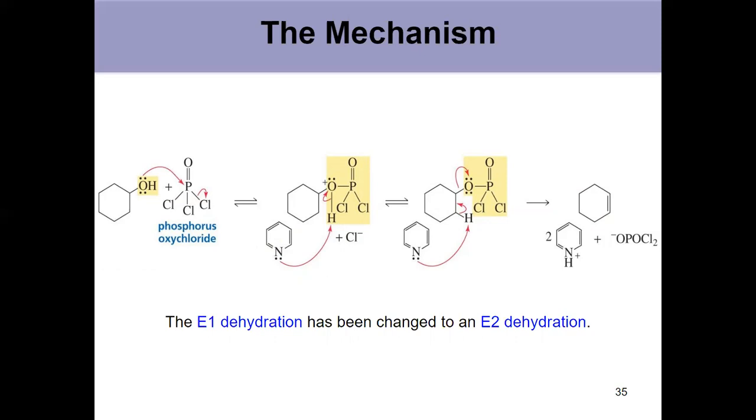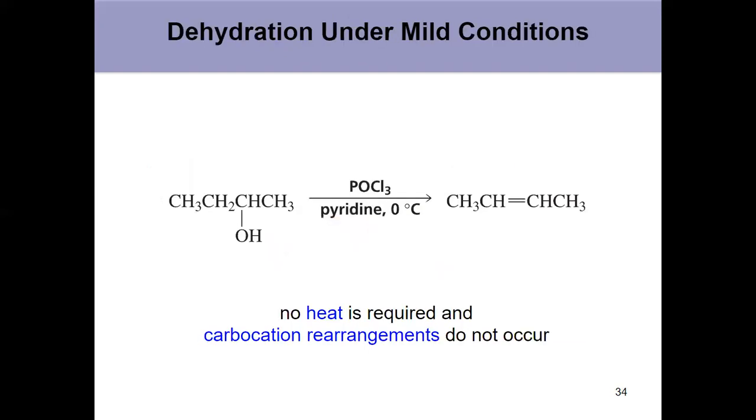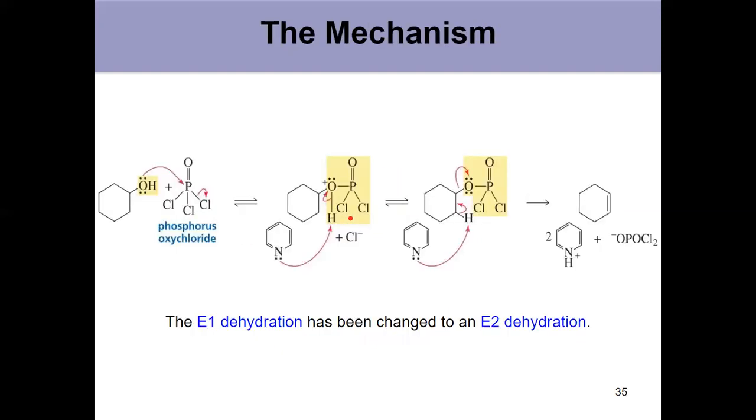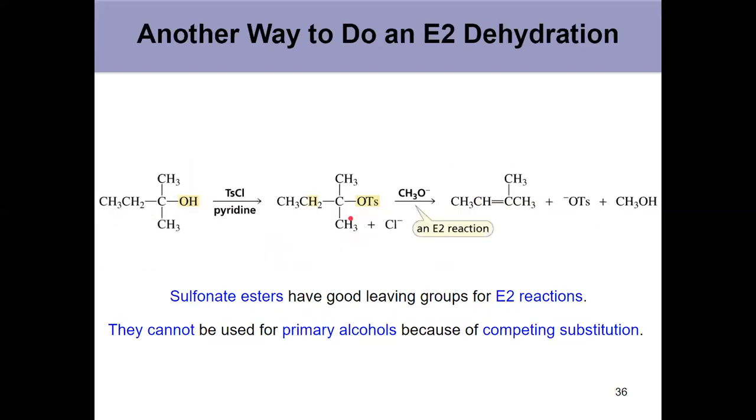My focus is less on knowing the mechanism, okay, for my class, because right, it's the same thing we saw in the previous video. You know the general mechanism, how pyridine helps you with these leaving group conversions, right, but know the different ways that you can convert an alcohol to an alkene. Acid and heat is one, phosphorus oxychloride and pyridine is another, and you can also do them with sulfonate esters.